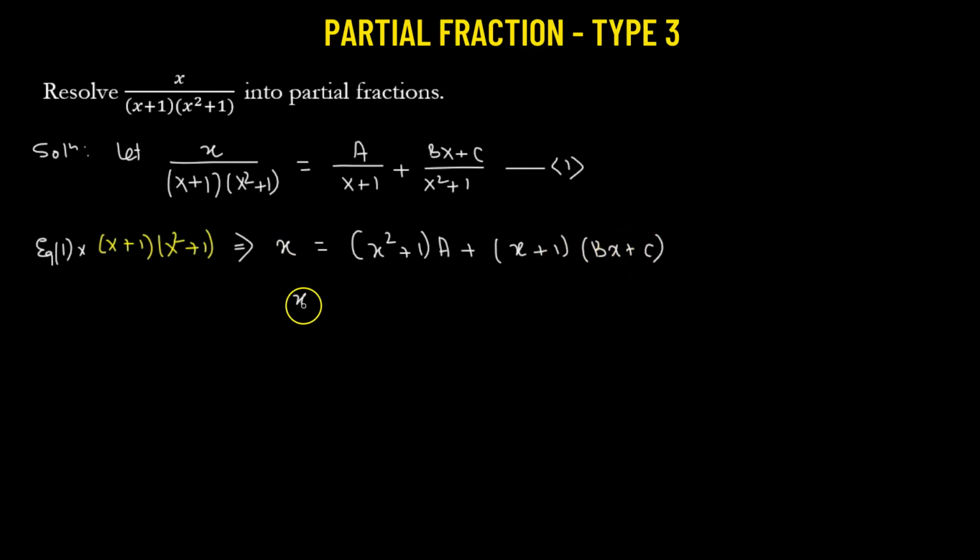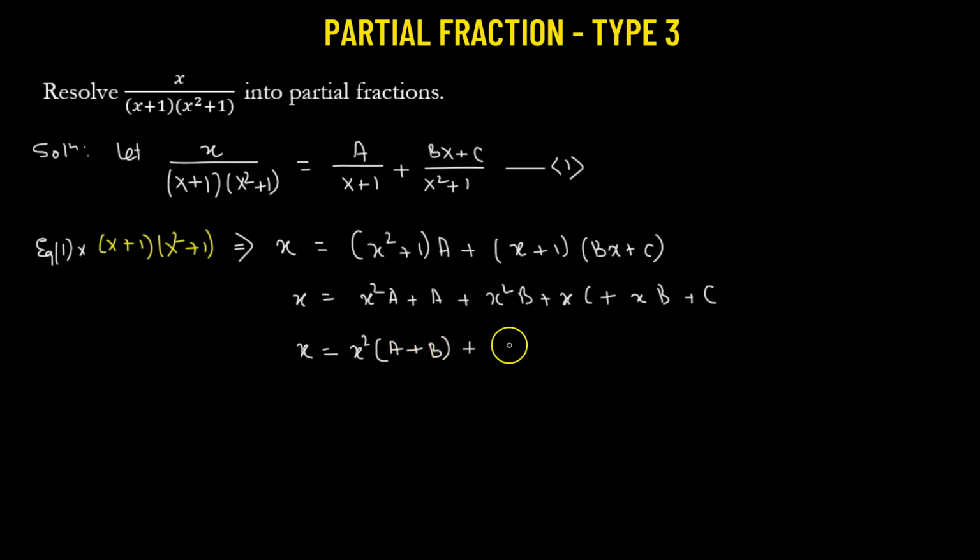Fine, so let's expand the right hand side. We have x squared times A plus x squared times B plus x times C plus x times B plus C. So x will be equal to x squared multiplied by (A plus B), plus x multiplied by (B plus C), plus we have (A plus C).